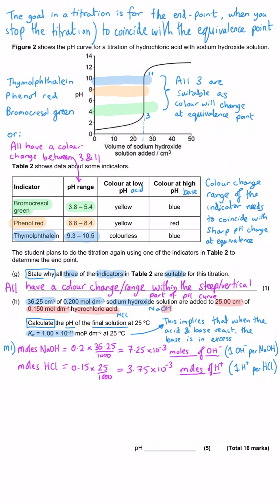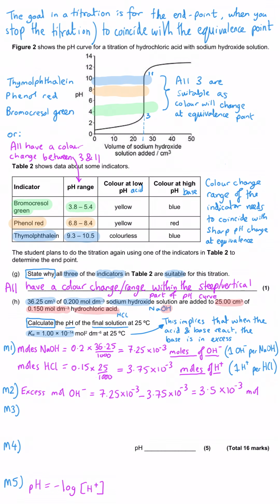And we can tell by inspecting these numbers that the hydroxide ion is indeed in excess, which means this pH at the end is going to be above 7. We need to calculate the moles of excess hydroxide by literally just working out the difference between those 2 numbers, and that gives us 3.5 times 10 to the minus 3 moles of hydroxide. And then we need to think about where we're going next. We are ultimately ending up calculating a pH, which means that our penultimate step needs to be to work out the hydrogen ion concentration.